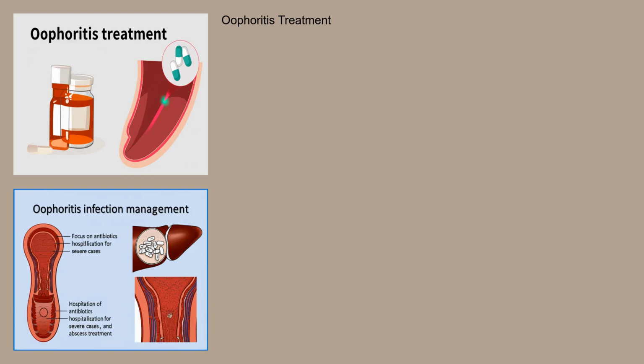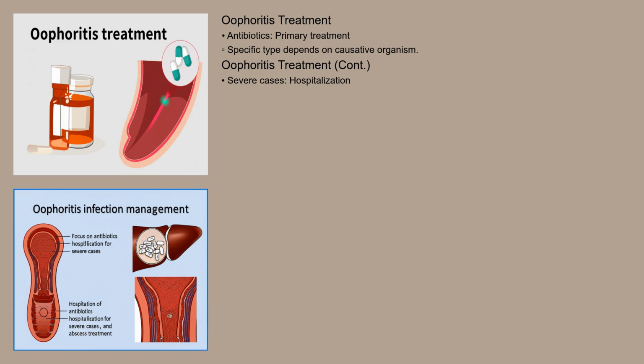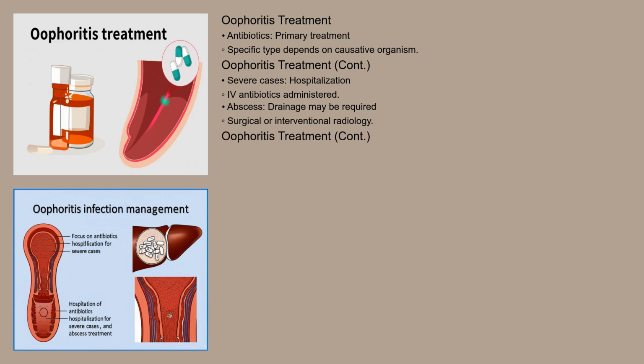The primary treatment for oophoritis is antibiotics. The specific antibiotics used will depend on the causative organism identified in diagnostic testing. In severe cases, hospitalization may be required for intravenous antibiotics. If an abscess has formed, it may need to be drained surgically or through interventional radiology techniques. Pain management is also an important aspect of treatment, and over-the-counter or prescription pain relievers may be recommended.